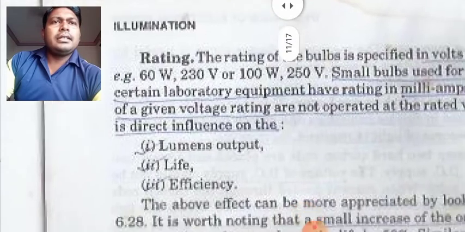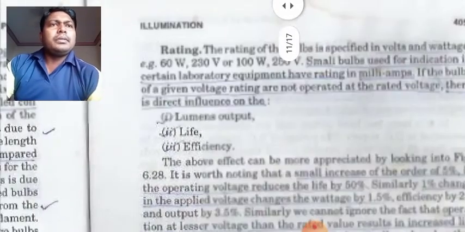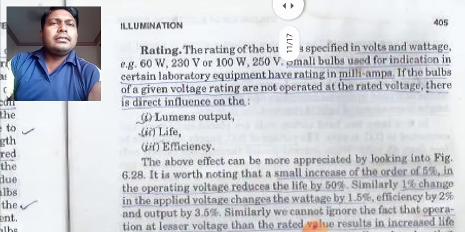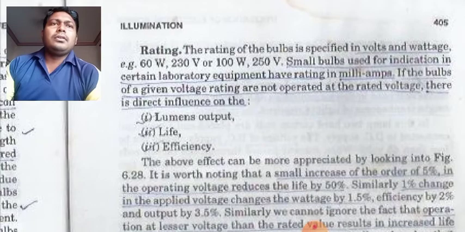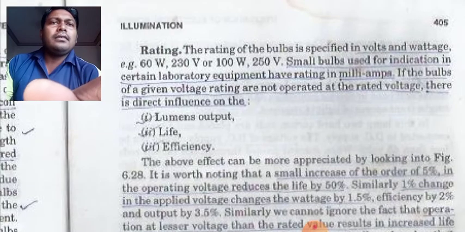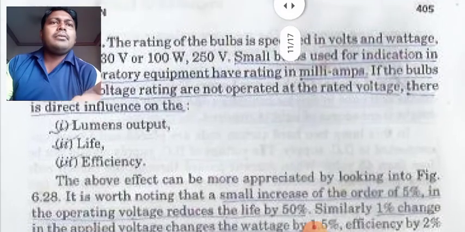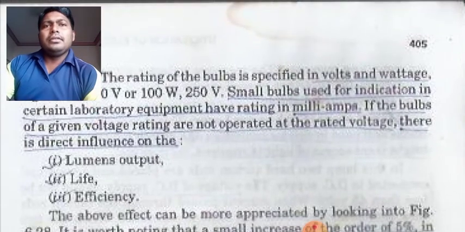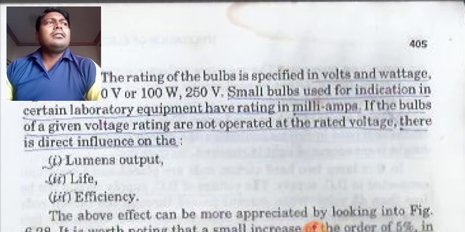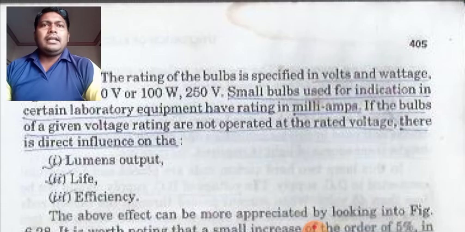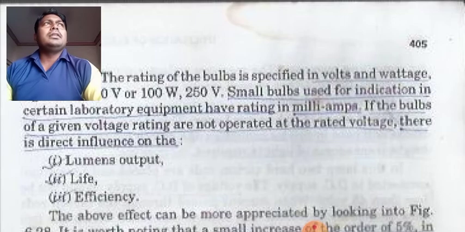Now we'll discuss its ratings. The rating of the bulb is specified in volt and wattage, that is 60 watt 230 volt or 100 watt 250 volt. Small bulbs used for indication of certain laboratory requirements have ratings in milliamperes. If the bulb is not operated at the rated voltage, there is a direct influence on the lumens output. Suppose the rated voltage is 250 volt and we operate it at 240 or 230 volt, which is the standard voltage.